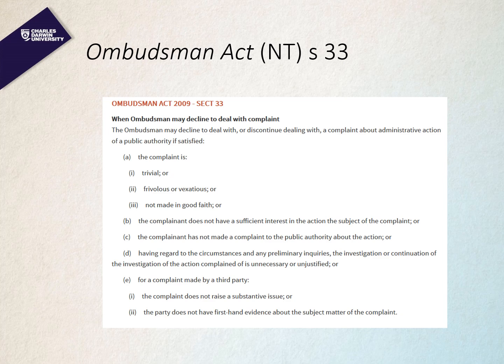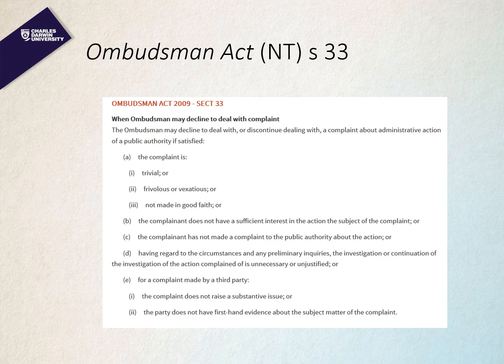The disadvantage they suffer is not a very big one, so not a sufficient interest. Or C, the complainant has not made a complaint to the public authority about the action. So again, on a discretionary basis, even if you don't have a right to review by NTCAT or something, but you could have made a complaint to the public authority, you could have sought internal redress, and you've chosen not to do so, then the Ombudsman, in exercise of his or her discretion, can decline to investigate.